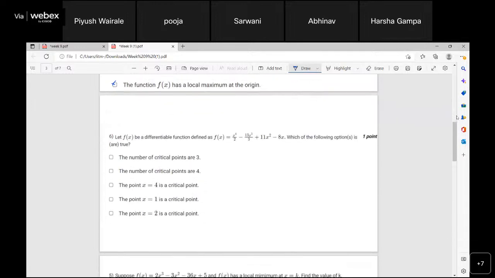Now this is the f of x. Here we do have the equation of f of x, right? This is the equation of f of x. Now just find out how many critical points there are and which are those critical points.